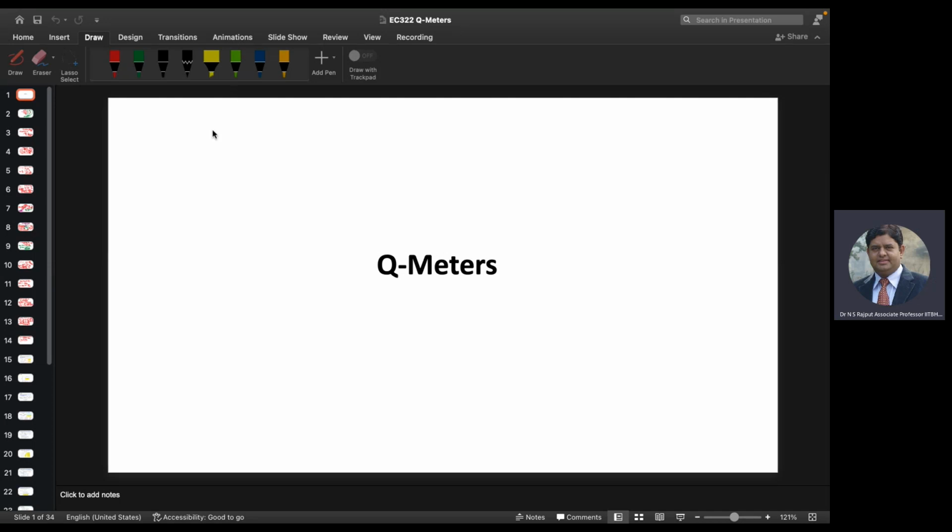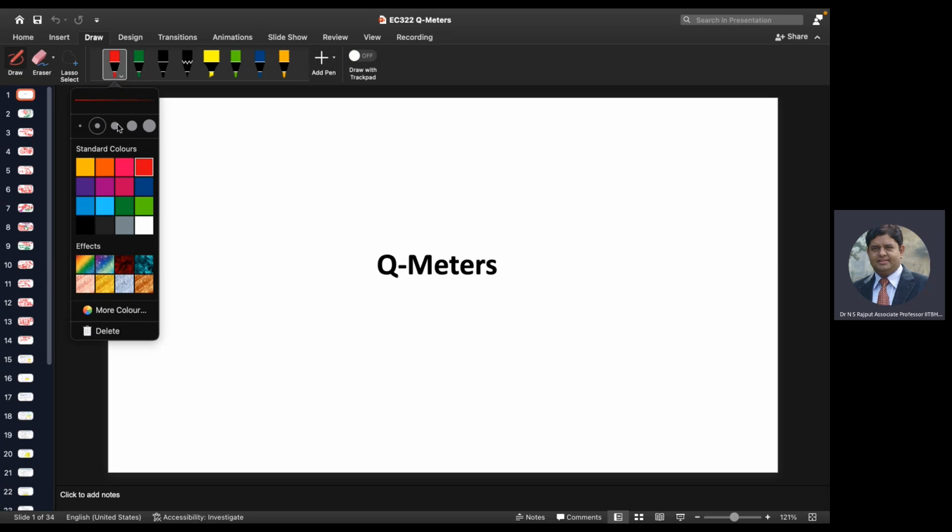So generally, this Q factor meter or Q meters, these are an important thing to talk about, and this is what we will cover, right?